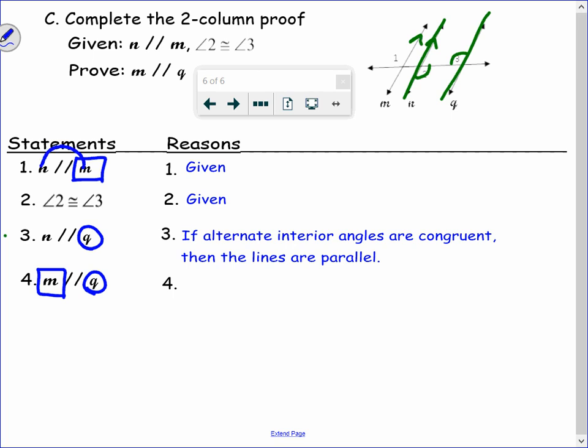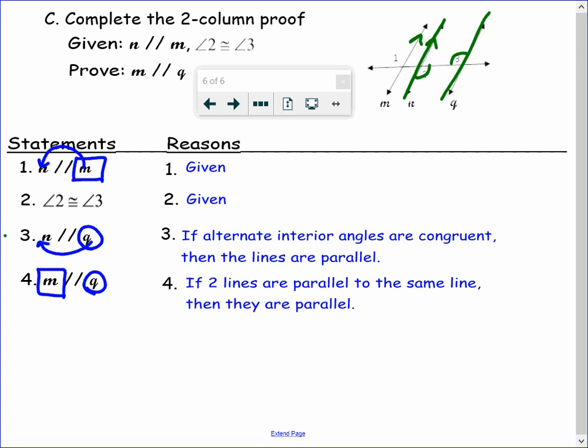Line M is parallel to line N in step 1, and in step 3, line Q is also parallel to line N. So we have a theorem that says if 2 lines are parallel to the same line, then they are parallel to each other.